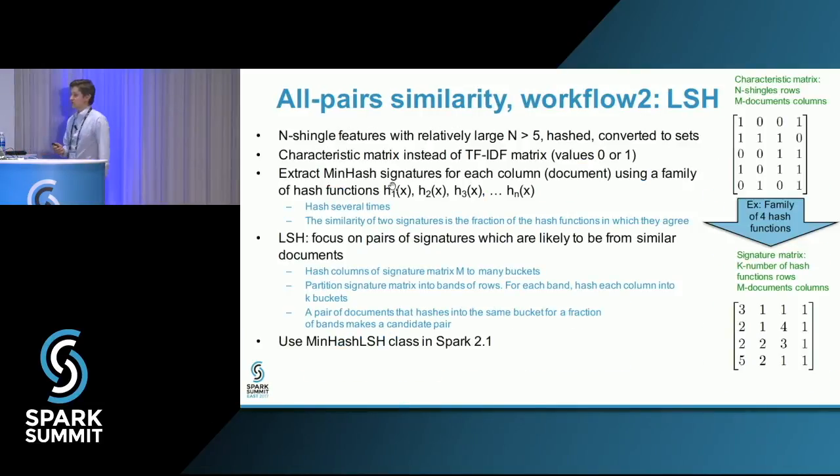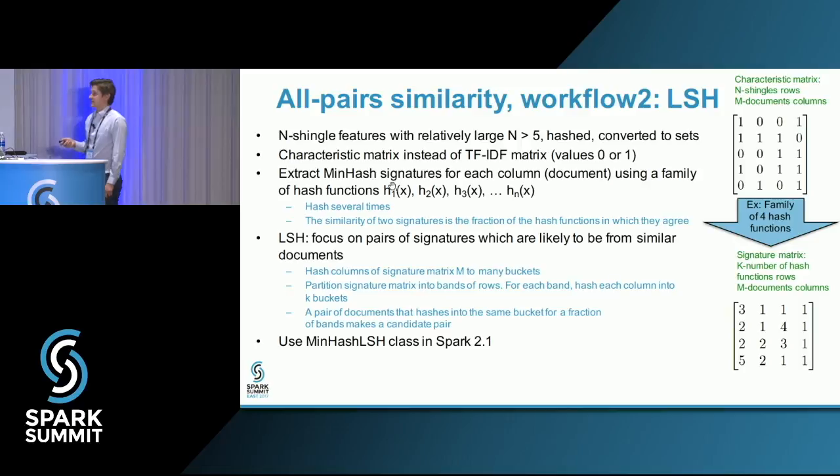And the second approach is using locality-sensitive hashing. Locality-sensitive hashing is a little bit different. Here we are starting from the characteristic matrix. Then we identify a family of hash functions, and we apply this to every row of the characteristic matrix to extract the min hash signature matrix. Each value in the min hash signature matrix is the first row that has 1 in it.